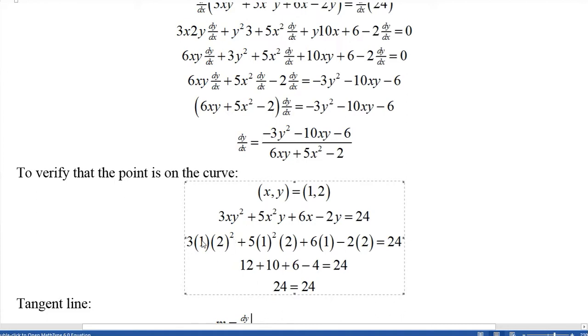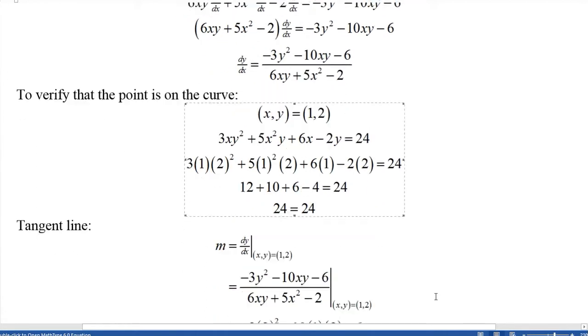2 squared is 4, times 1 is 4, times 3 is 12. 1 squared is 1, times 5 is 5, times 2 is 10. 6 times 1 is 6, negative 2 times 2 is negative 4. 12 plus 10 is 22, plus 6 is 28, minus 4 is 24. Right side is 24, 24 certainly equals 24. So that checks, that point is actually on the graph, and we'll see that in a minute.